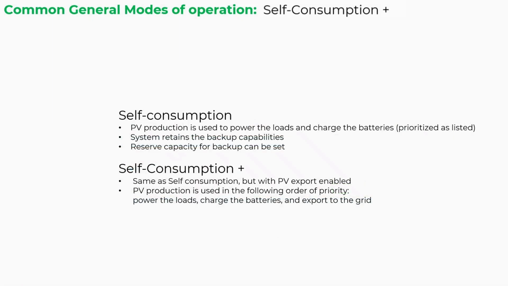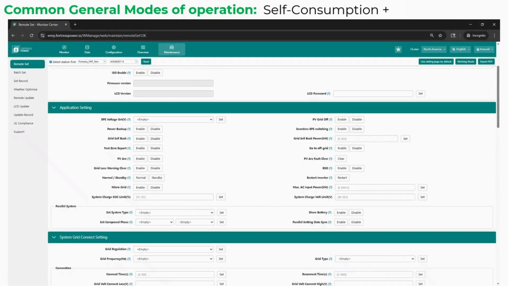Let's talk about self-consumption and self-consumption plus, as I like to call it. Plus obviously means that you have PV export enabled. Just like before, we start with application setting on the maintenance page. We enable power backup because there is no reason not to enable it really in most cases. Depending on whether or not we want the PV export, we make a selection.